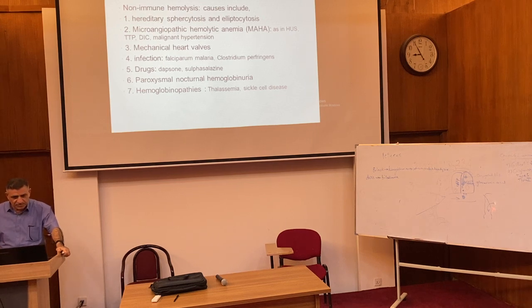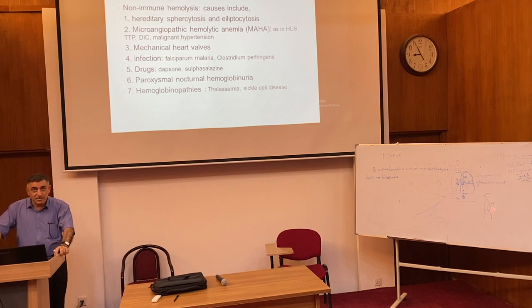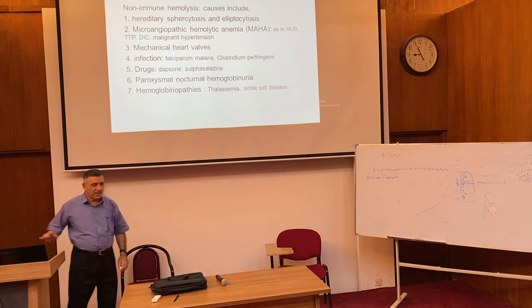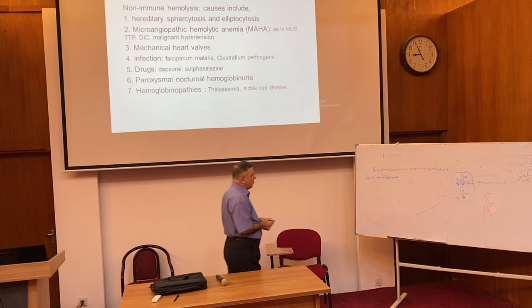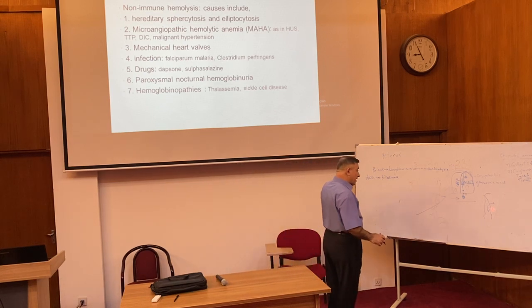Hemolytic jaundice. Non-immune: not an antibody, such as hereditary spherocytosis or elliptocytosis.